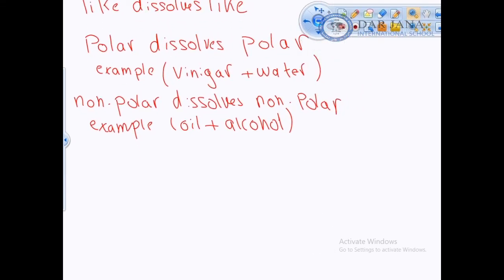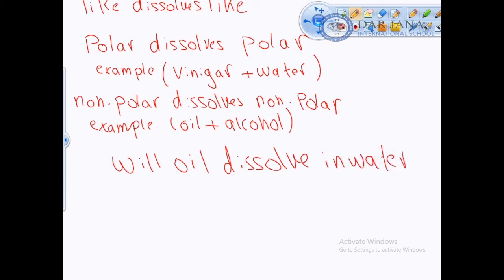Okay. The question is now, does oil dissolve in water? Let's answer this question together. Of course, oil will not dissolve in water. So the answer is no.